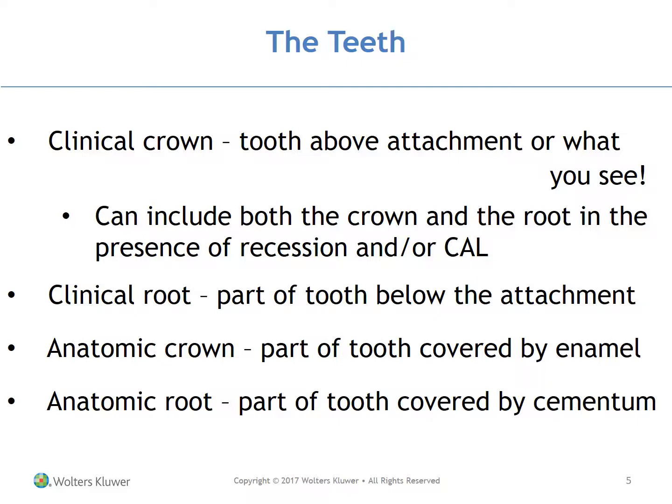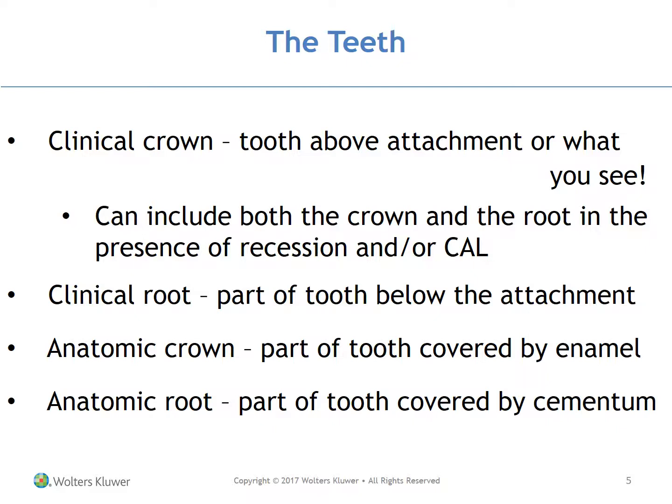The clinical root is the part below the attachment. Okay, so that makes sense, right? If everything above the attachment is the crown, even if it's root surface, then we're going to call that the clinical crown. And then anything below the attachment, we're going to call that the clinical root.